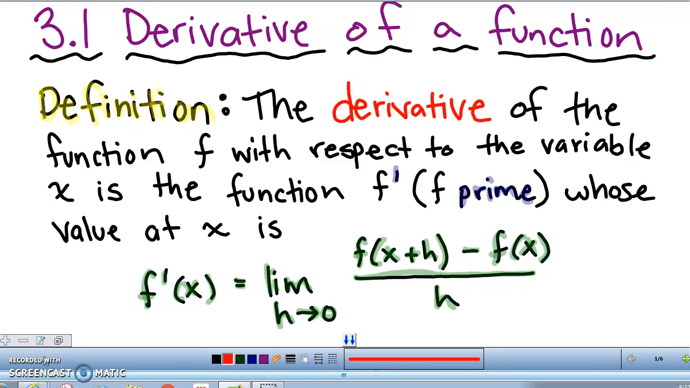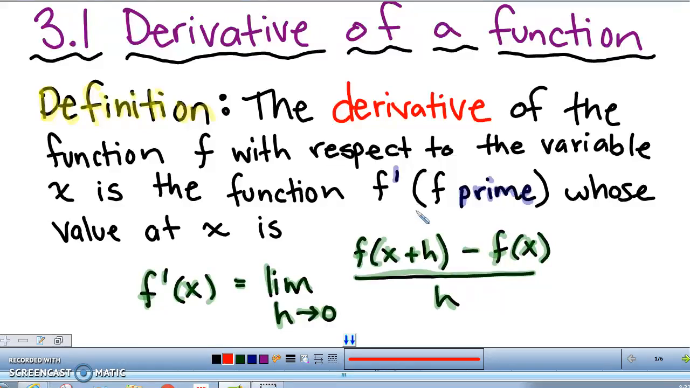3.1 Derivative of a function. So by definition, the derivative of the function f with respect to the variable x is the function f prime whose value at x is f prime of x equals the limit as h approaches 0 of f of x plus h minus f of x over h.